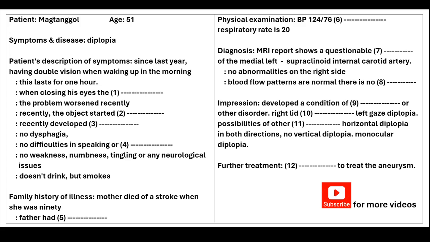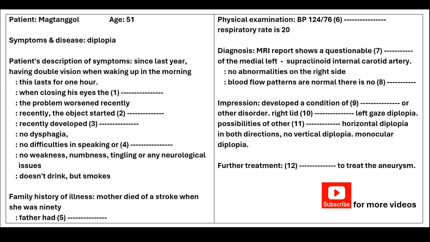Well, your physical examination report shows your BP 124/76, heart rate 101, respiratory rate is 20. Your recent MRI report shows a questionable 3 mm aneurysm of the medial left supraclinoid internal carotid artery. There is absolutely no abnormality on the right side. The blood flow patterns are normal and there is no blood vessel abnormalities. I think you have developed a condition myasthenia gravis or other disorder. Your right lid ptosis. You have left gaze diplopia. The pupils are equal and reactive to light. Your neurological investigation is absolutely normal.